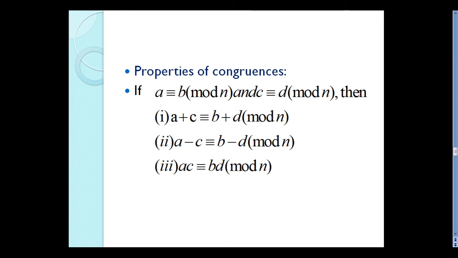Now we will see properties of congruences. If a is congruent to b modulo n and c is congruent to d modulo n, two values we have taken. a is congruent to b modulo n and c is congruent to d modulo n. Then we write it as first property, a plus c congruent to b plus d modulo n. a minus c congruent to b minus d modulo n. Then we can write in product also, a into c congruent to b into d modulo n.